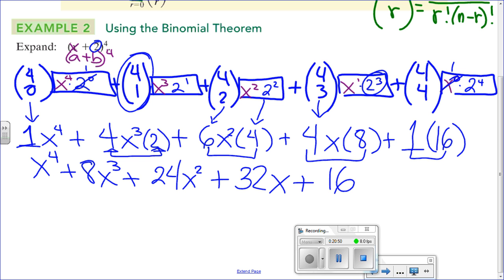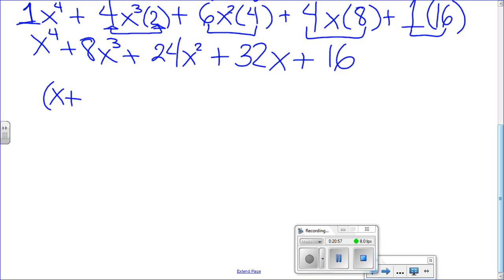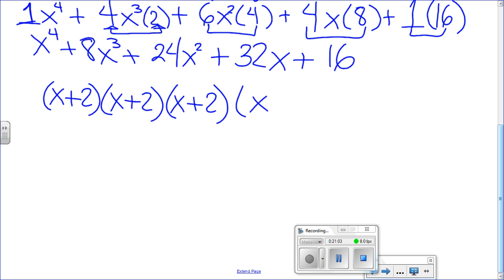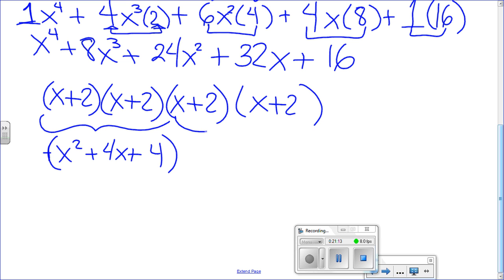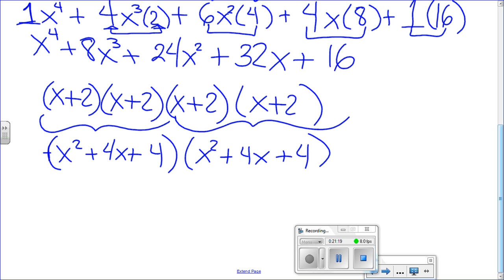Now, if you didn't know the binomial theorem, you will have to do the following. It is x plus 2, right? x plus 2 times x plus 2 times x plus 2 times x plus 2. So then you combine these two, you get x squared plus 4x plus 4. And then you multiply these two, x squared plus 4x plus 4. And then you will have to multiply these two together, and then combine like terms and all that. But given your excellent binomial multiplication skills, you'll probably get it wrong, right? So just stick to the binomial theorem, okay?